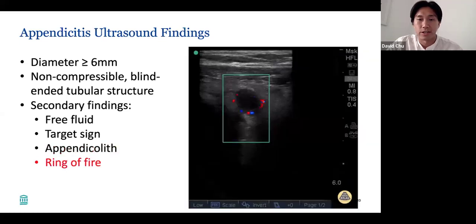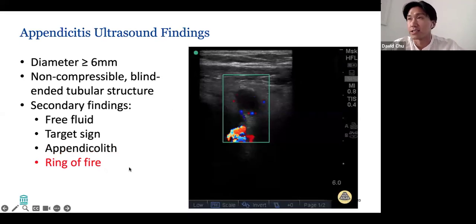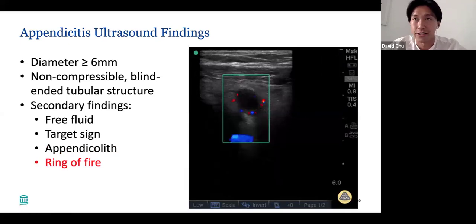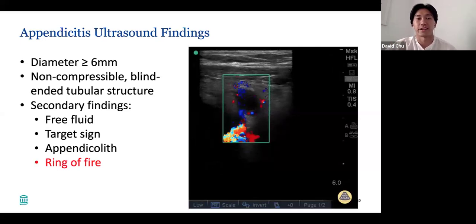And occasionally you can see what's called a ring of fire sign. If you take color Doppler and place that over the appendix, that basically indicates inflammation around the periphery of the appendix. This is a very non-specific sign. You could see this in any pathology that shows inflammation. The most common example is ovarian torsion, where if you put color over the torsed portion, you'll see a ring of fire sign as well.